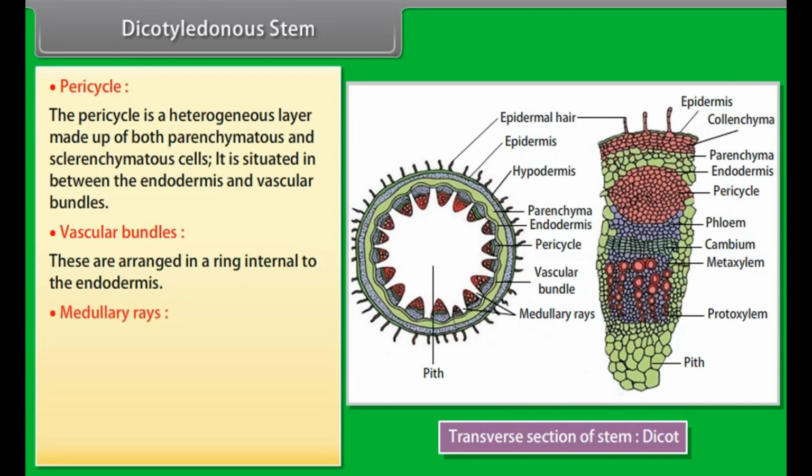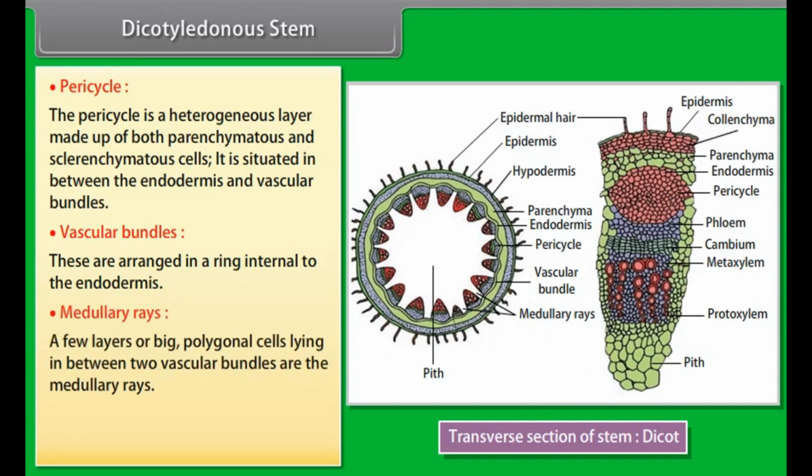Medullary rays. A few layers of big polygonal cells lying in between two vascular bundles are the medullary rays. Pith. These cells store food material and water. Monocotyledonous stem.